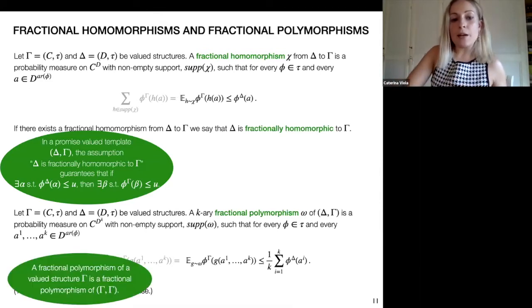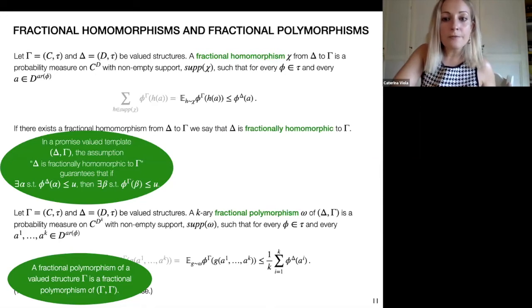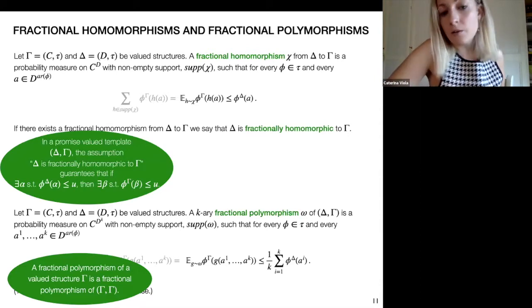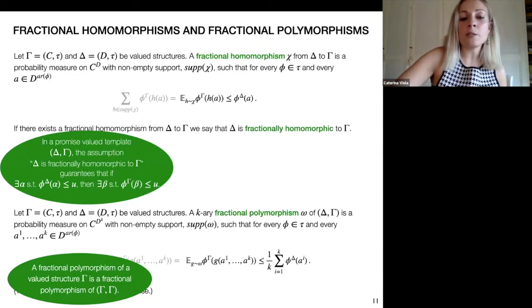We can also define fractional polymorphism for valued structures rather than for promise valued templates. The fractional polymorphism of a valued structure gamma is defined as the fractional polymorphism of the promise valued template (gamma, gamma).